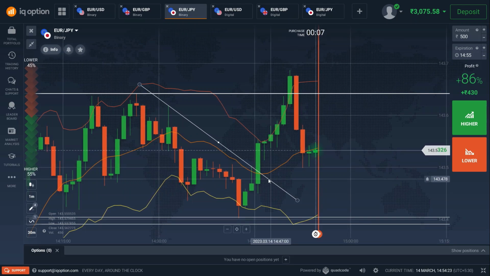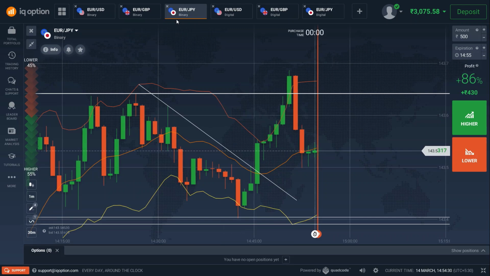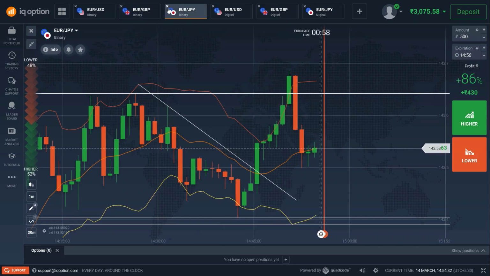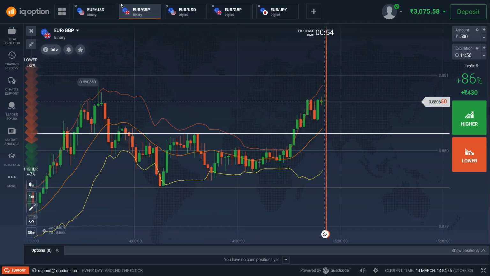Now I will be taking maybe a few 1-minute trades, because I'm testing a new strategy which I will not be taking for 500 rupees. I'll just be testing the strategy out for 50 rupees.